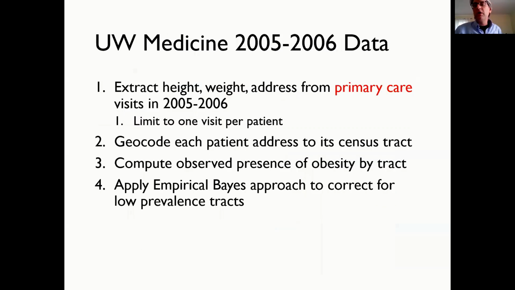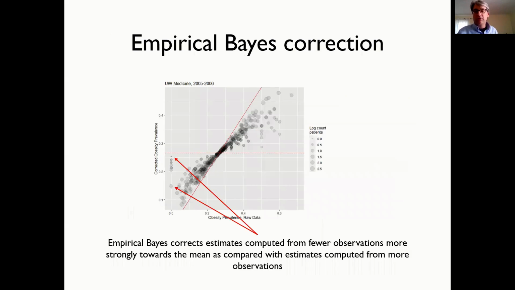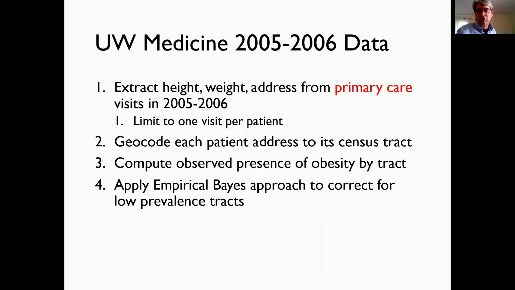But in order to compare to what those estimates would look like if I used UW Medicine data, I first extracted height, weight, and home address from primary care visits from 2005 to 2006, to match the same time window. I'm limiting to one visit per patient, so people who visit more often aren't weighted more heavily in the estimation. I geocode each patient address to identify the census tract it's in, then compute an observed prevalence of obesity in each tract, and then use something called an empirical Bayes correction to correct for the fact that there are different numbers of people in each tract.